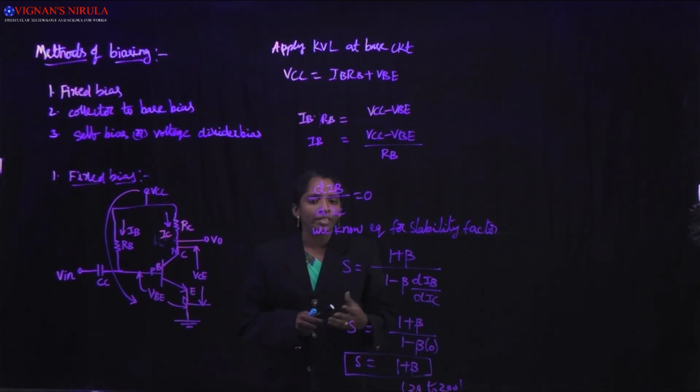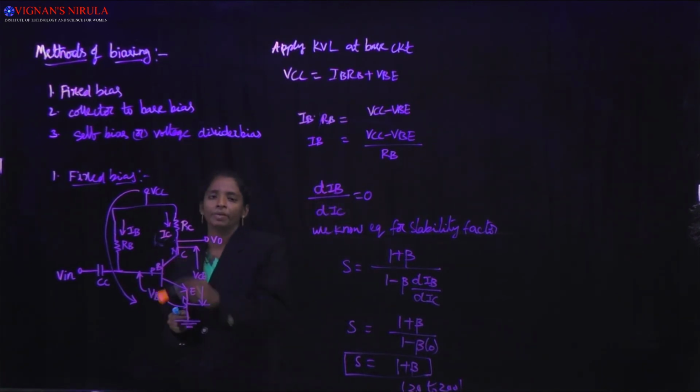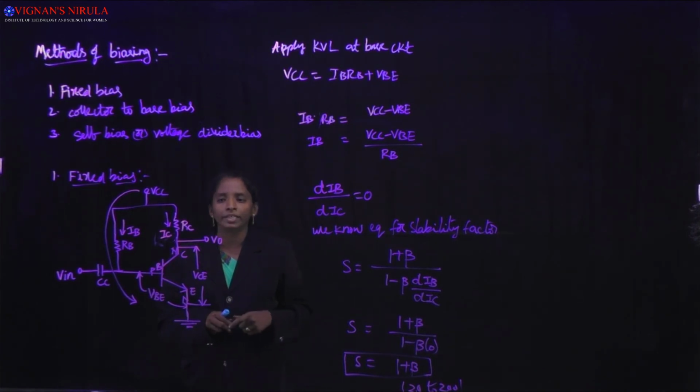The advantage of this circuit is that it requires very few components, only the RB resistor, and the circuit is very simple. But the disadvantage is that it cannot be used in many circuits because it has a high stability factor. Thank you.